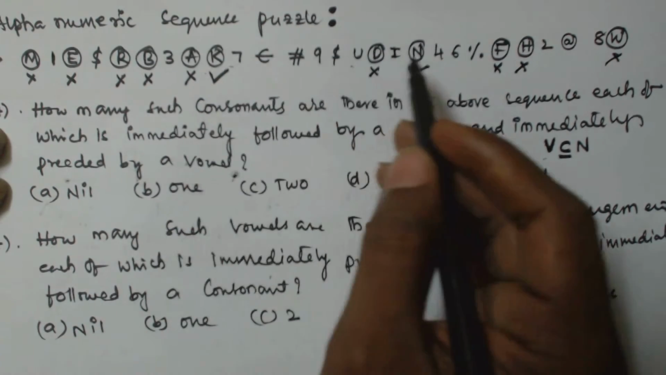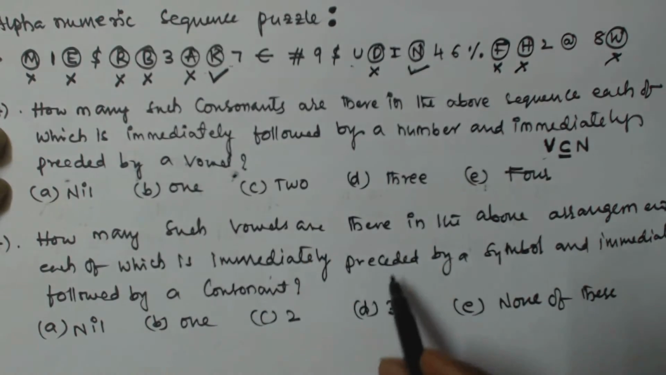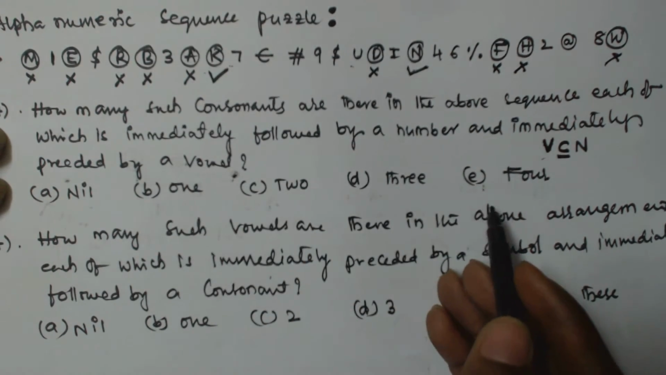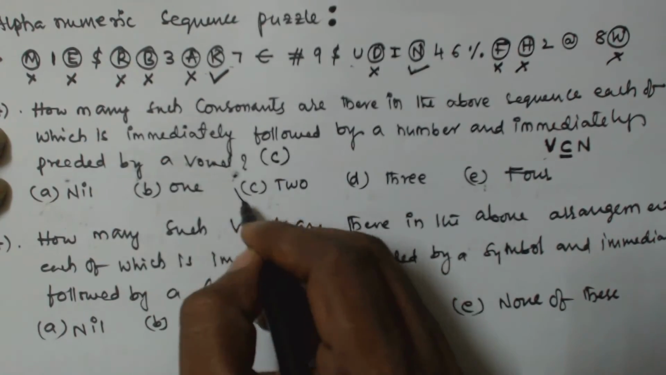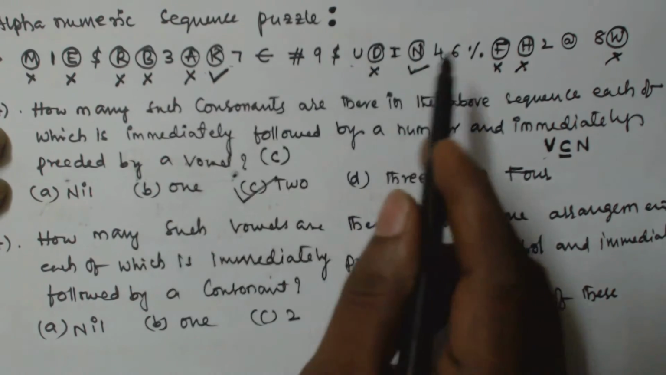There are two only, that is K and N, which are preceded by a vowel and followed by a number. So that's why the answer for the first question is option C. Why? Because option C is 2. So those two are K and N.